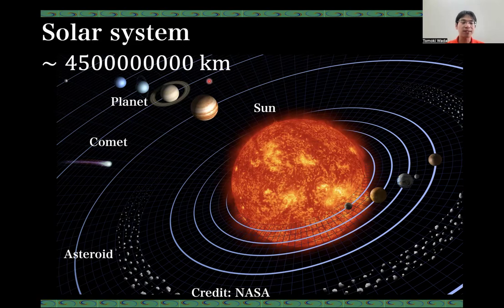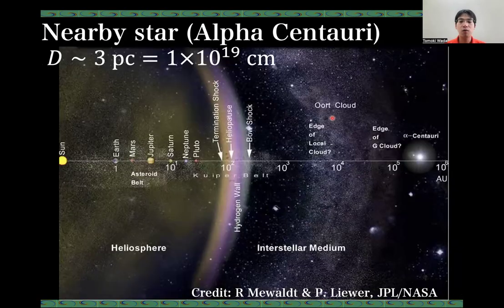Let's zoom out from solar system. Then we find our nearby star here. This star is called Alpha Centauri. Here is solar system, and Alpha Centauri. The distance to the Alpha Centauri is much larger than the size of our solar system. And the distance is about 1 times 10 to the power of 19 centimeter. It means there are 19 zeros after 1 centimeter.